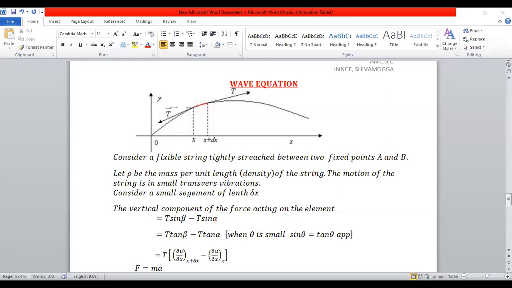One-dimensional wave equation. How many have joined? Only 33. Okay, anyway, let's start.